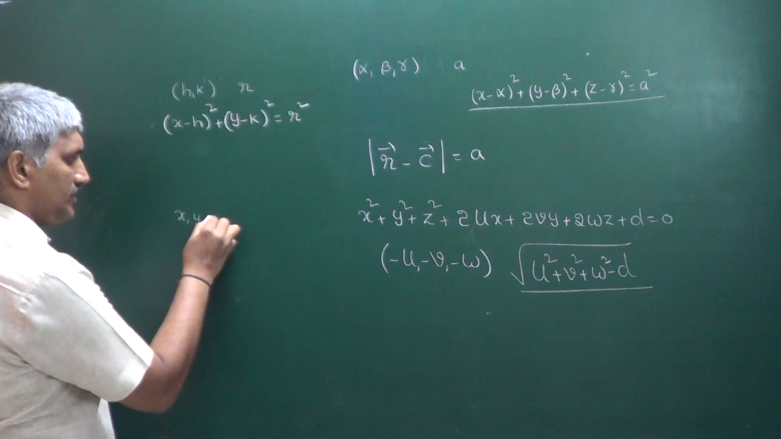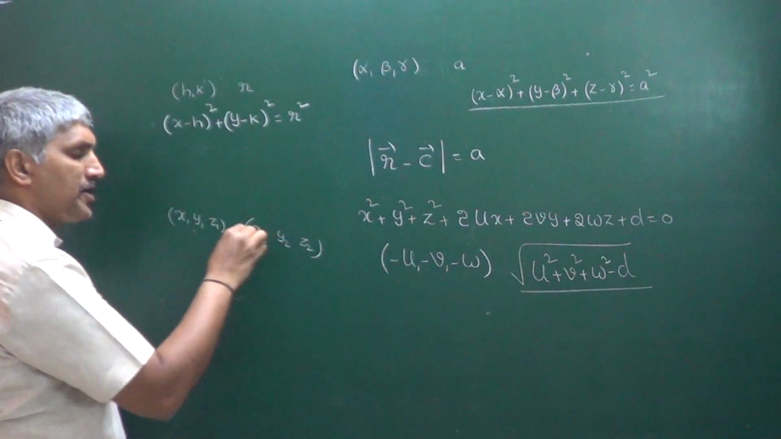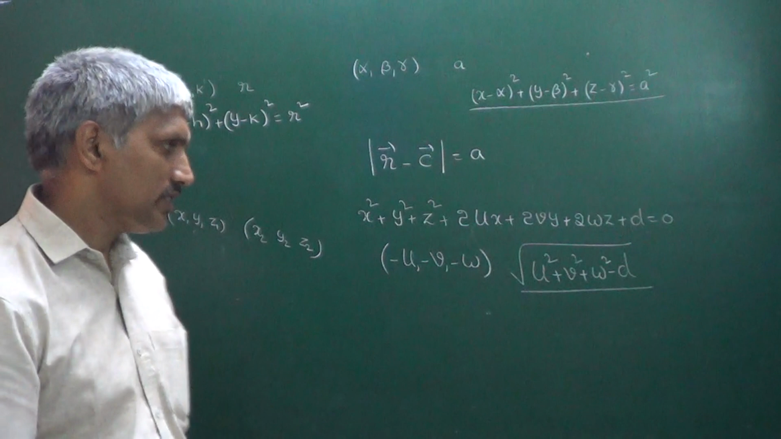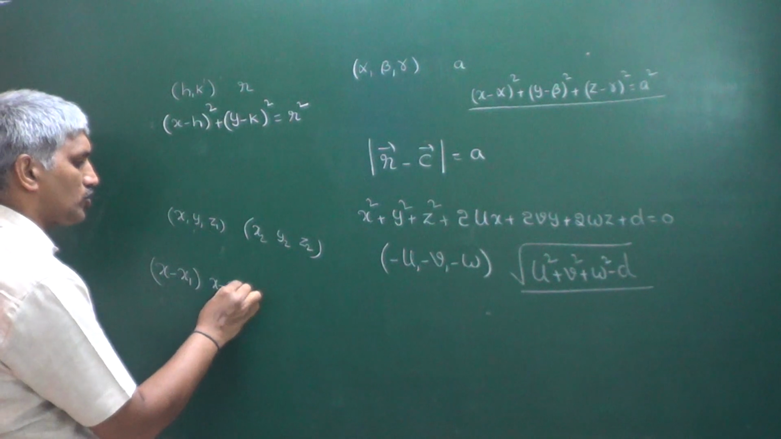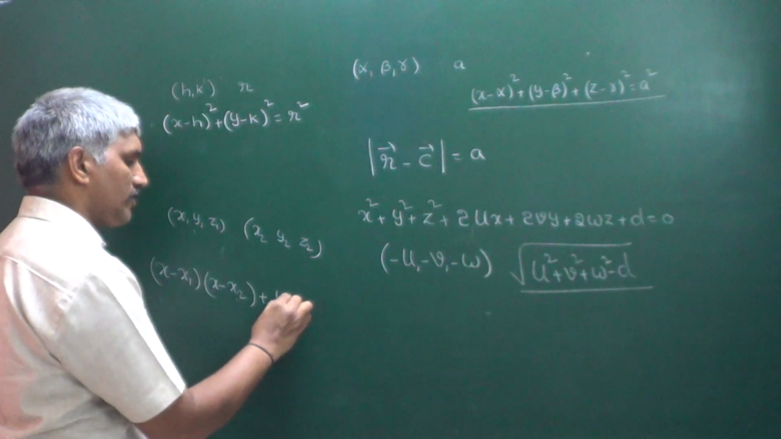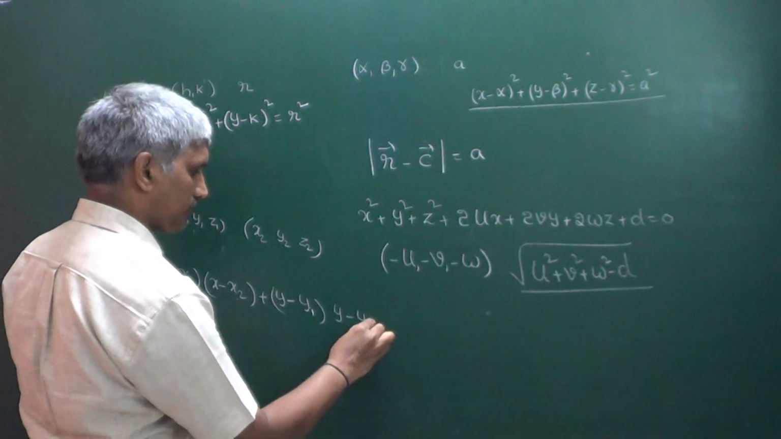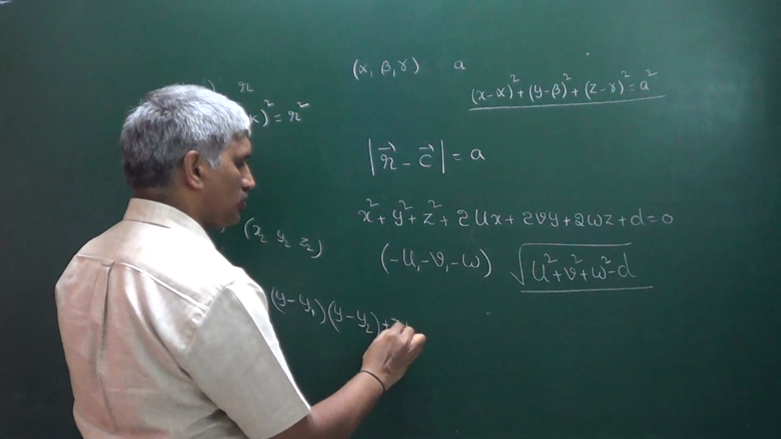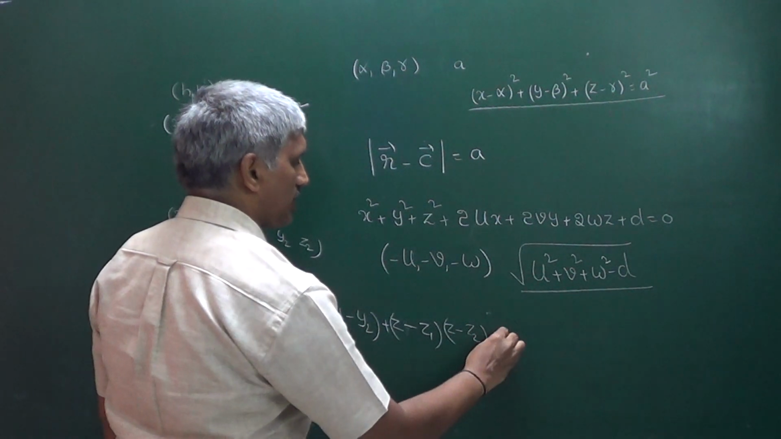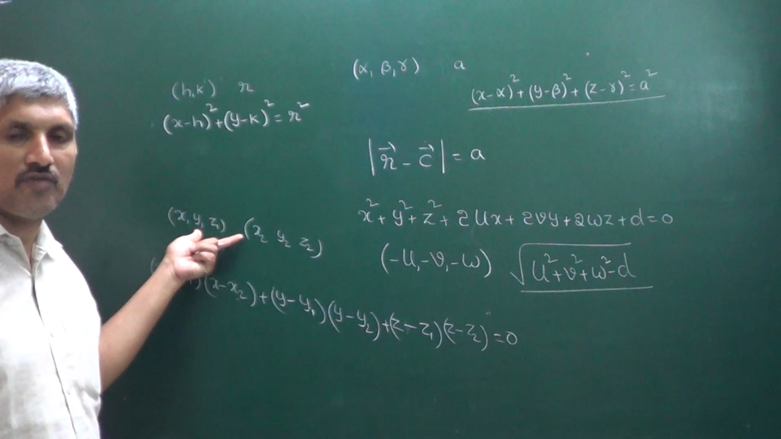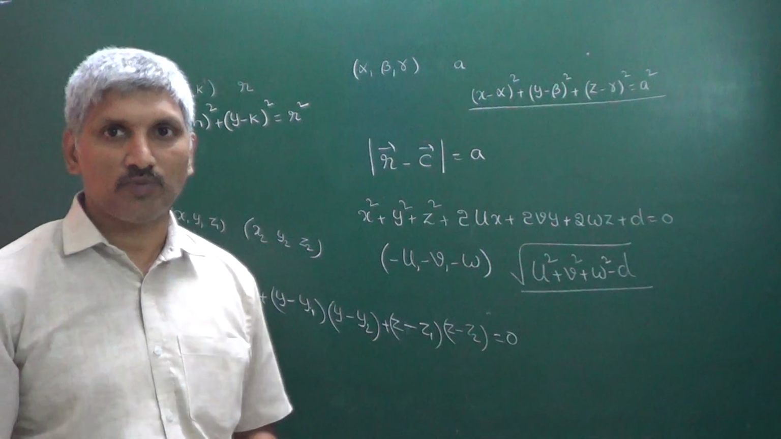If (x1, y1, z1) and (x2, y2, z2) are the endpoints of the diameter of a sphere, then the equation of the sphere is given by (x minus x1) into (x minus x2) plus (y minus y1) into (y minus y2) plus (z minus z1) into (z minus z2) is equal to 0. That is the equation of the sphere with (x1, y1, z1) and (x2, y2, z2) as the endpoints of the diameter of a sphere.